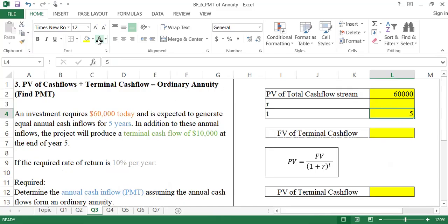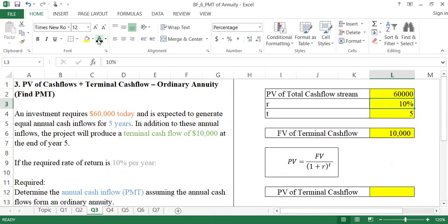There's also a terminal cash flow of 10,000. So if you invest 60,000 today, it will give you equal payments for 5 years. And at the end of 5 years, it will also give you 10,000. So you're getting two things, an annuity as well as a terminal cash flow. The required rate of return is 10%.